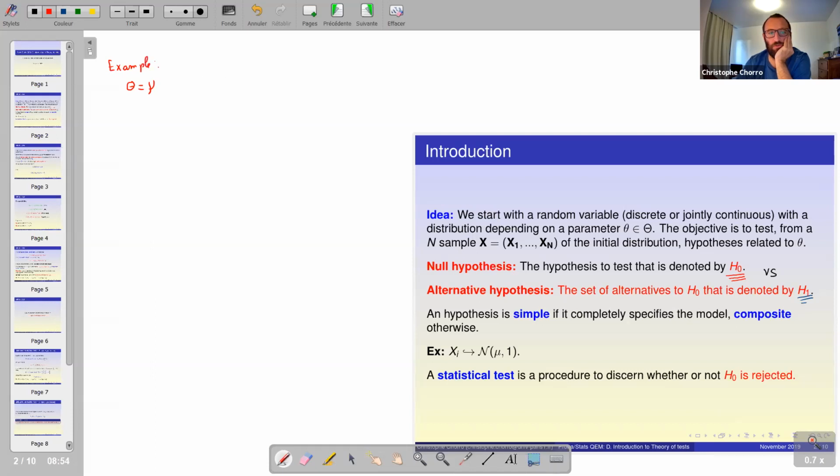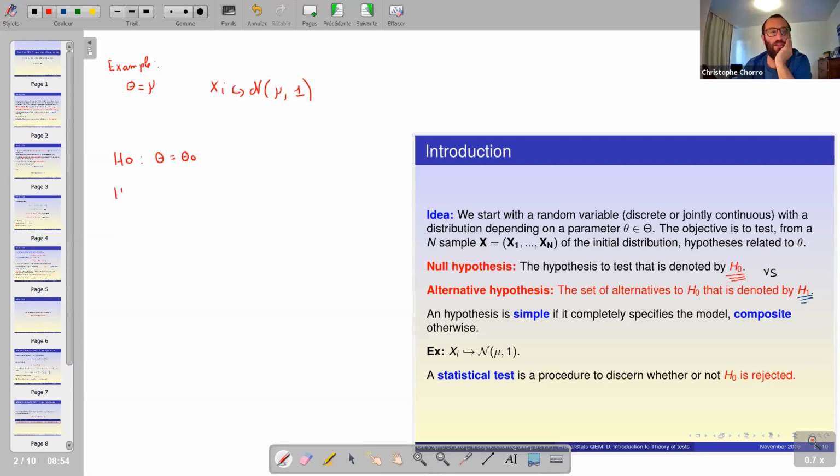And mu is the mean of a Gaussian with variance 1, okay? So I may have several hypotheses that I want to test. For example, the simplest one is to test, for H0, the fact that theta is equal to a particular theta 0. I can test, let's say, for example, theta is equal to 0. Is the mean equal to 0? It's what I want to test, okay?